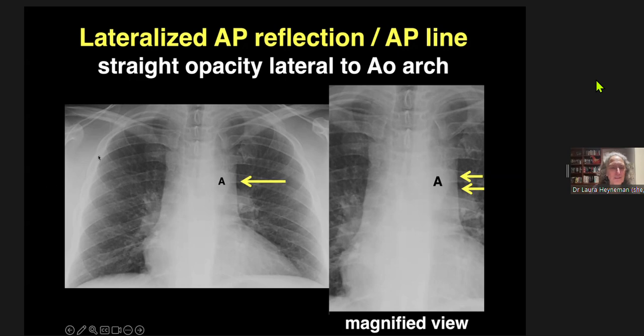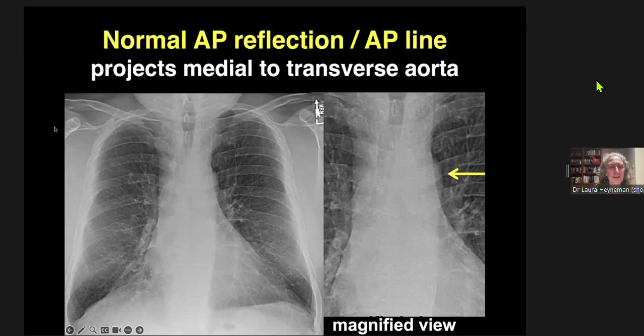Here we go. So normally, the AP reflection or the AP line, if we see it at all, will project medial to the transverse aorta. So here is this very straight line of an opacity that is medial to the transverse aorta, and this is a totally normal AP reflection or AP line.